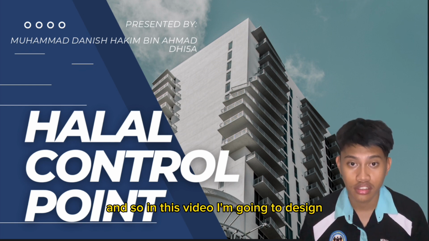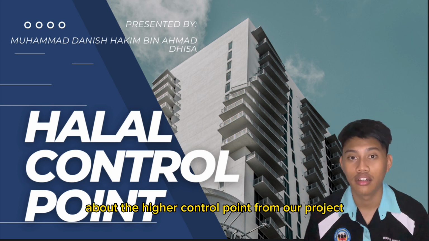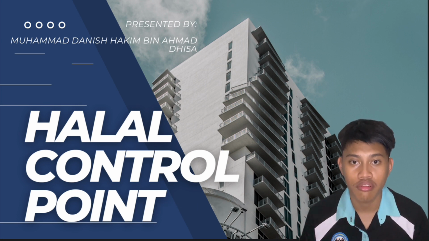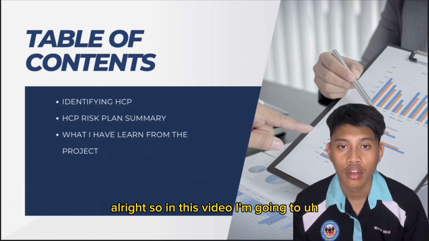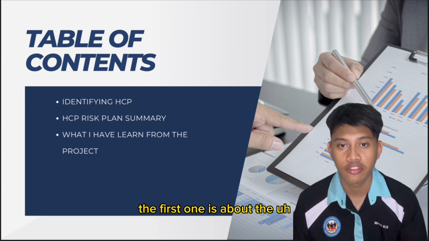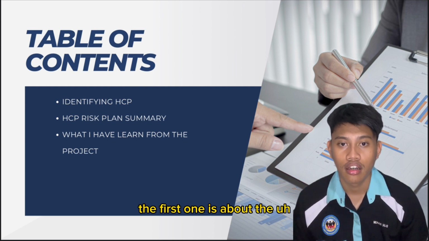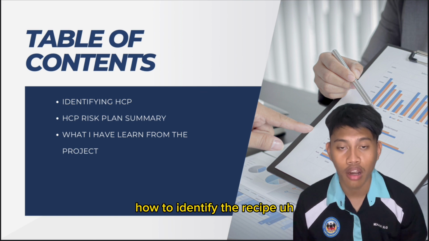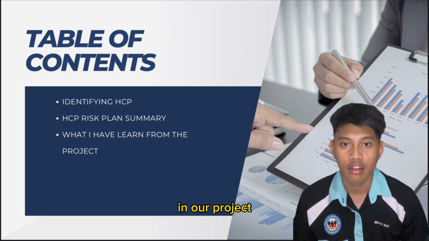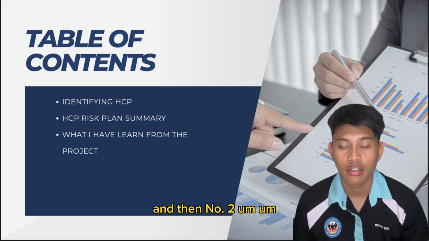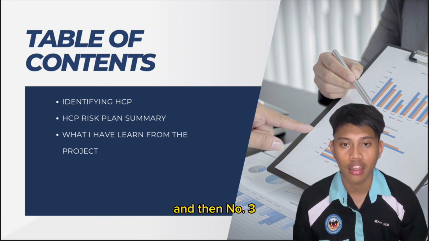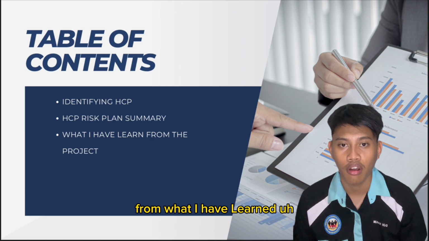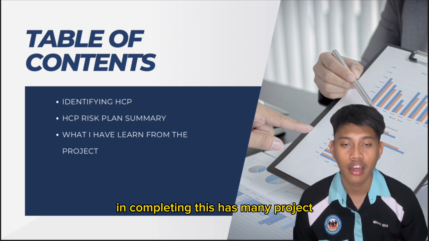And in this video, I'm going to present about the halal control point from our project, which is from our halal assurance system, or we call it the HAS manual. Alright, so in this video, I'm going to mention 3 points. The first one is about the halal control point, about how to identify the HCP in our product. Number 2, I'm going to talk about the halal control point plan summary from our project. And number 3, the outcomes from what I have learned in completing this HAS manual project.